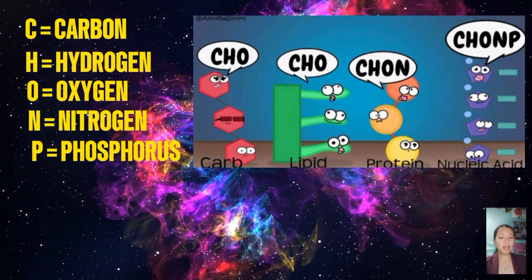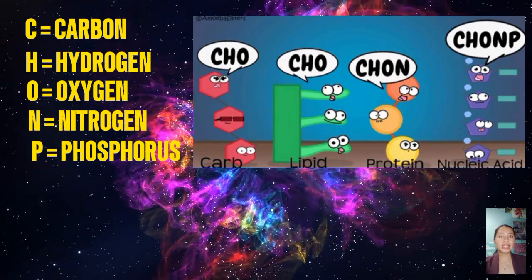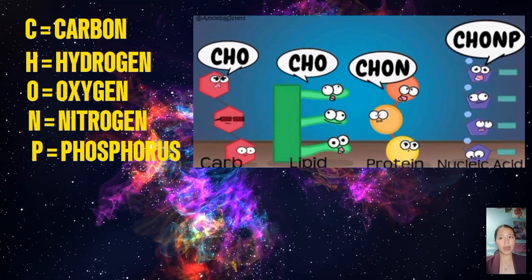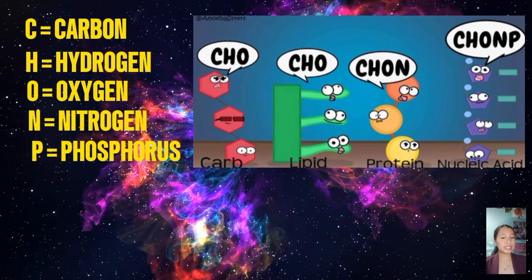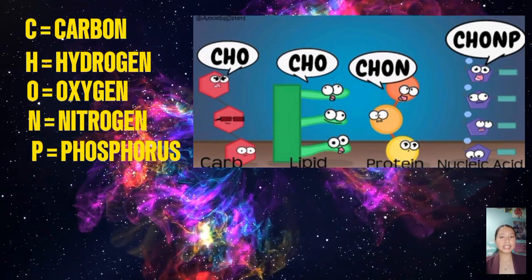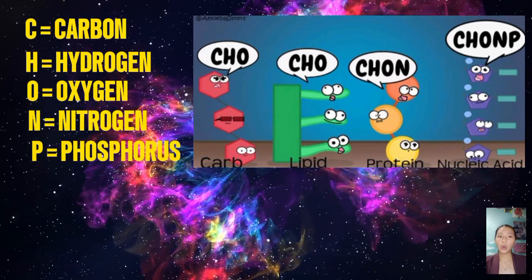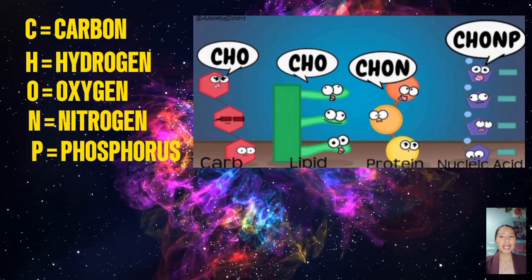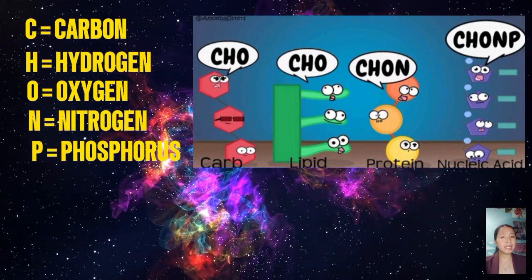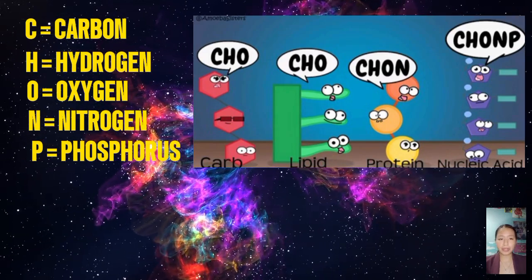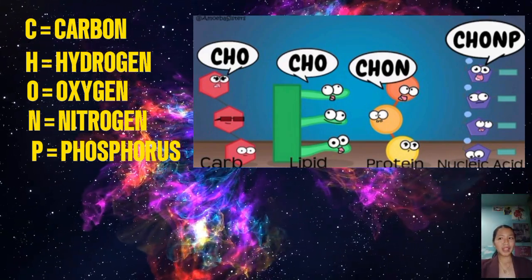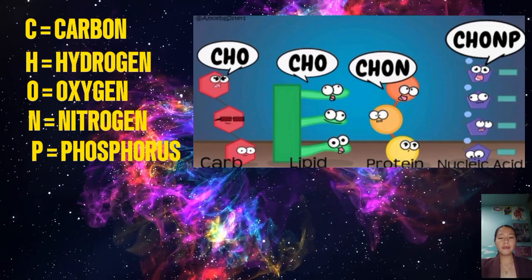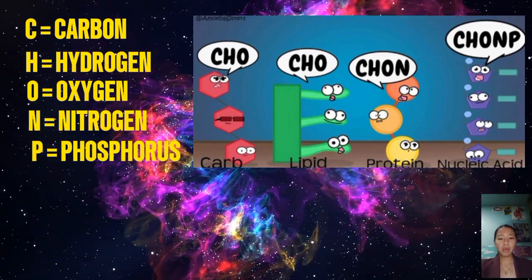So carbs, lipids, protein, and nucleic acid all have those three. It's just that protein and nucleic acid also have an N, which stands for nitrogen, and nucleic acids additionally have P, which is for phosphorus. So again, CHO, CHO, CHON, CHONP, the major elements in the four biomolecules.